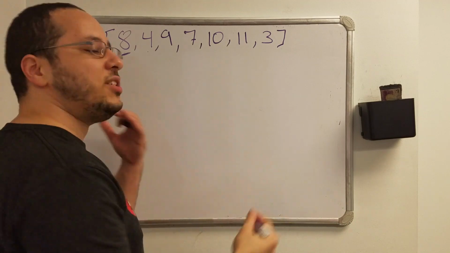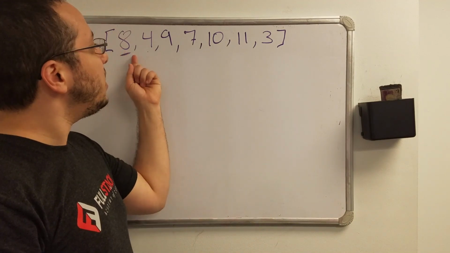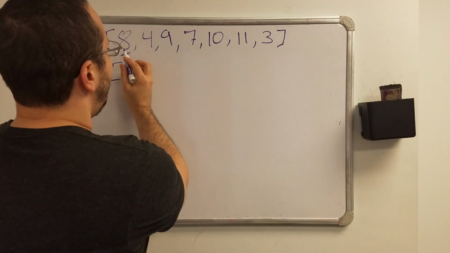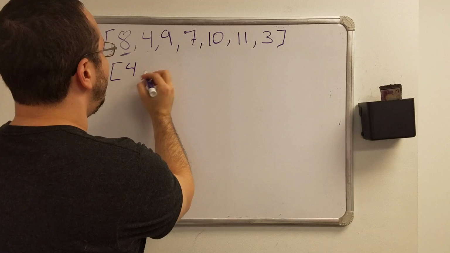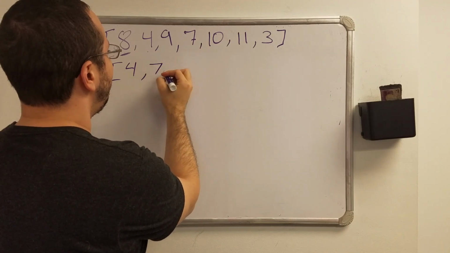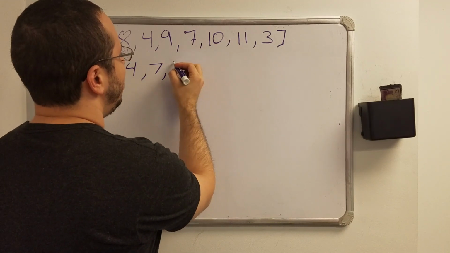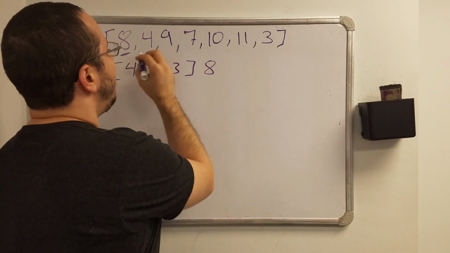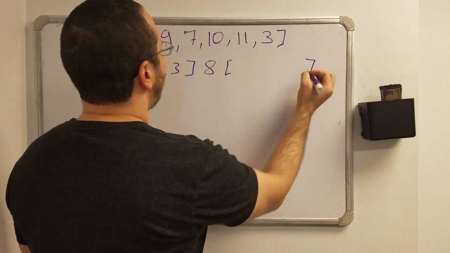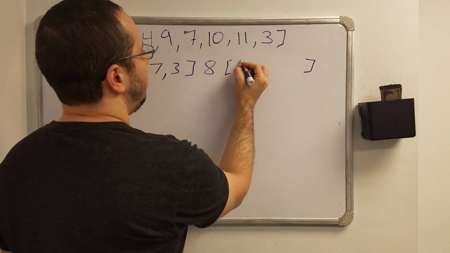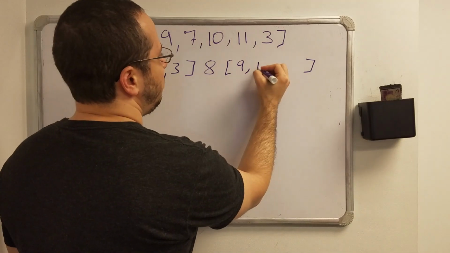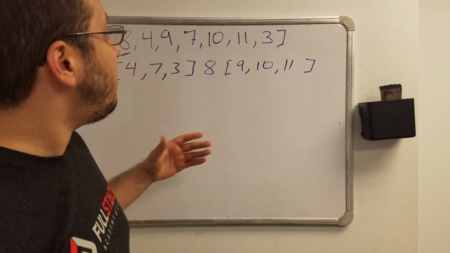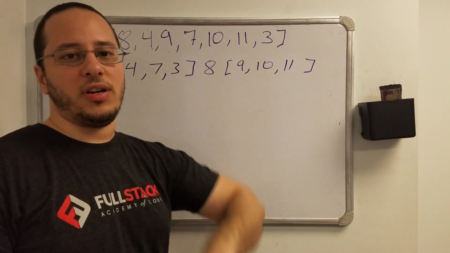I'm going to partition my array into two sides: one that's less than or equal to 8, one that's greater than 8. So let's see what that looks like. I have 4, that's less than. We're going to walk through this array. 9 is greater, 7 is less than. And then we have 3, less than. Next up, my 8 will go here. And then we'll have the things that are greater than 8. So we have 9, 10, and 11.